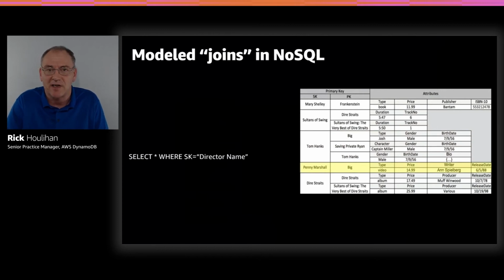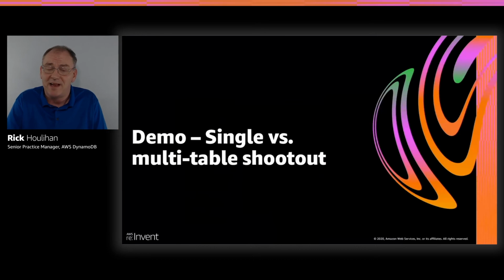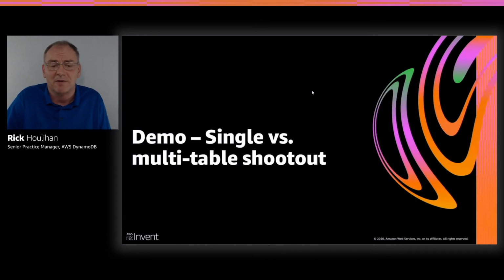All right, let's go take a look at the other access patterns. Select by director's name. We can get all the movies by a given director. Select by musician. We get all the albums a given musician has produced, right? I mean, it's a very flexible pattern, and for people who've never used it, it can be unfamiliar, it can be scary, but when you really start getting into it, it's pretty easy to use. All right, so the other reason we want to talk about single table versus multi-table is performance. So let's get into what that actually looks like in this demo.